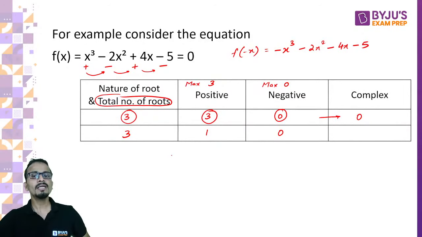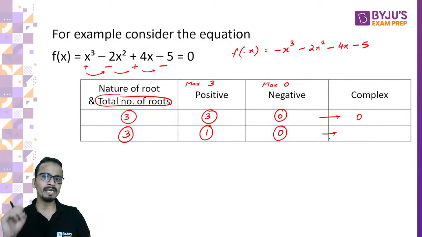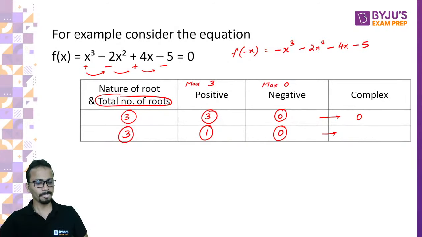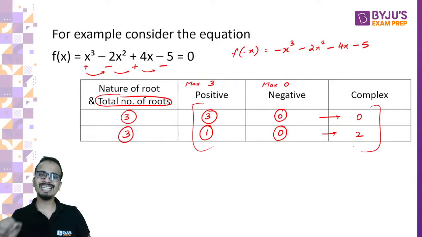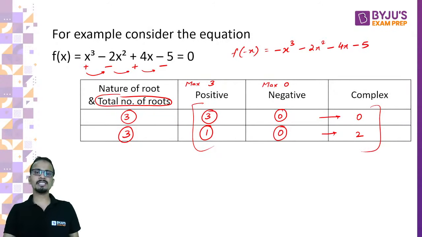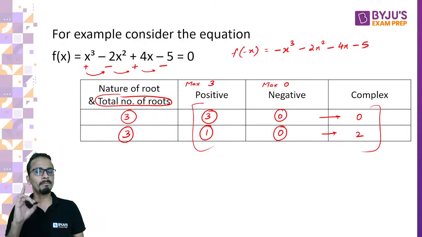Exactly. Good. Now next thing, if the total number of roots is 3 and number of positive real roots is 1 and negative real roots are 0, so what will be the number of complex roots for this particular case? Exactly. Good. So number of complex roots will be equal to 2. Okay. So this will be the possibility of the nature of roots of this equation. So this equation will either have all positive real roots, or this equation will have one positive real root and two complex roots. Am I clear with this? Yes or no?